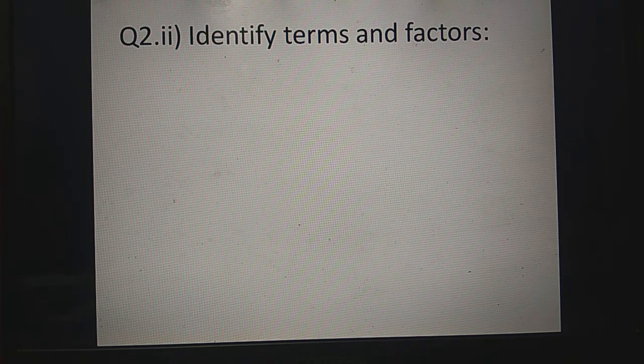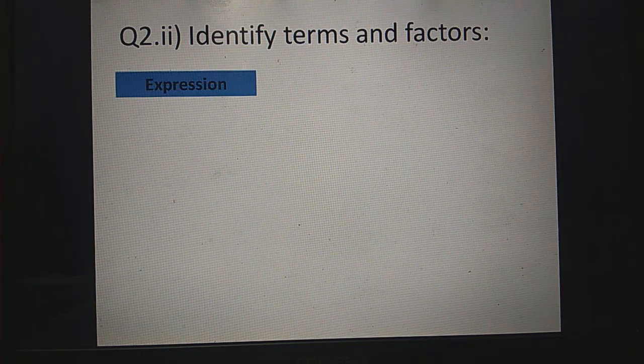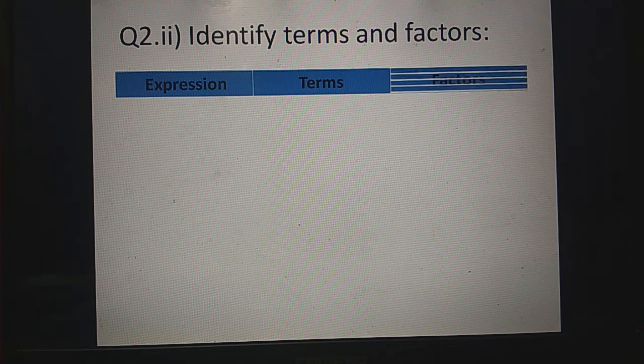Now, moving to question number 2. Again, you have to identify terms and factors. But in this sum, we will not draw any tree diagram. We have to identify terms and factors without using any tree diagram. So, we will use a table. In the table, we will make 3 columns. First column is for the expression given to you. Second is the terms in the expression. And last one will be the factors of that particular term.